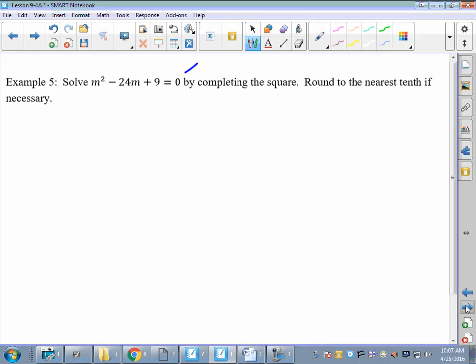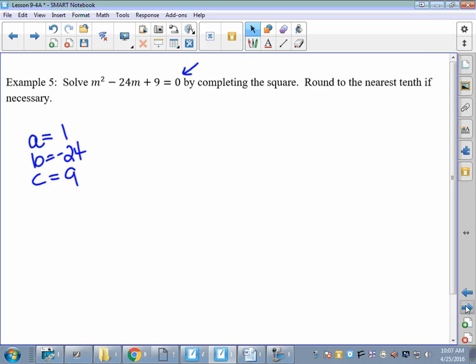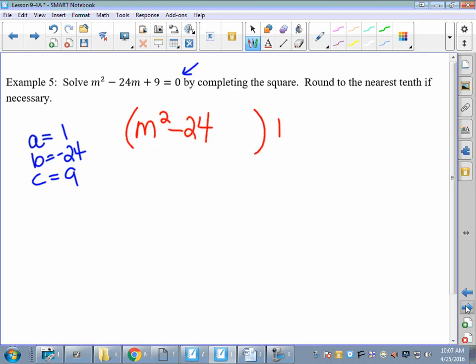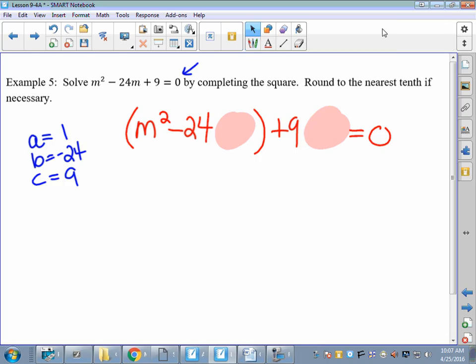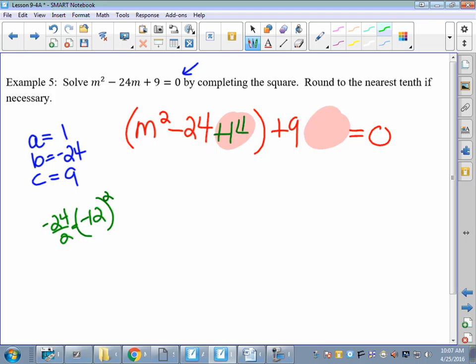So first things first, it is equal to 0, unlike that last problem. Identify A, B, and C. What's my A? What's my B? And C. This is not already a perfect square trinomial, so I'm going to scooch. And I know that I'm going to add something inside the parentheses, and I'm going to subtract that same something outside the parentheses. What value is it that I'm going to add inside and subtract outside? Well, half of my b value is negative 12. Square that. I get a positive 144, which means I have to subtract 144.